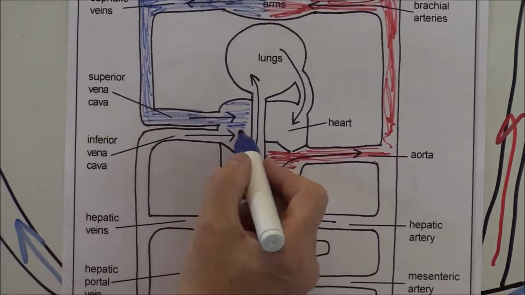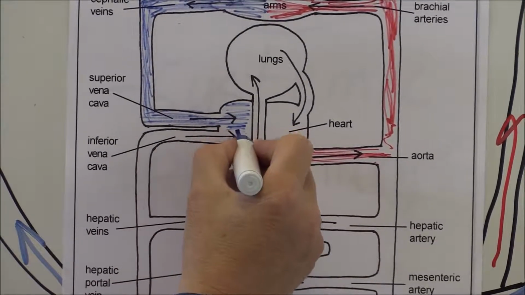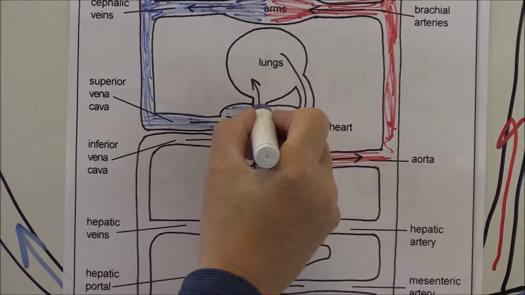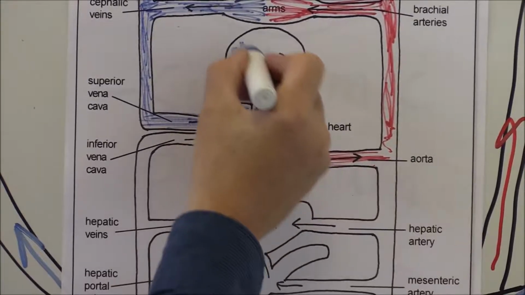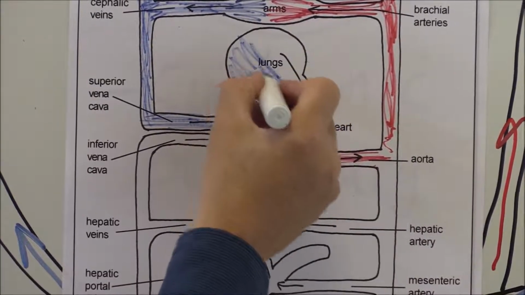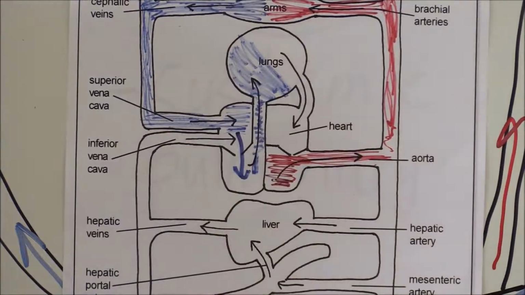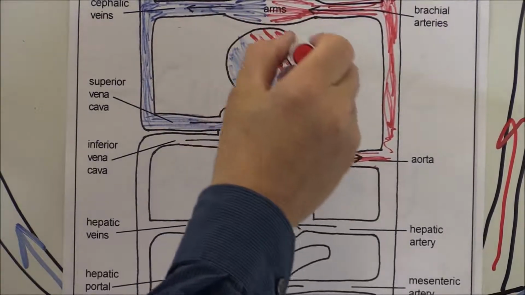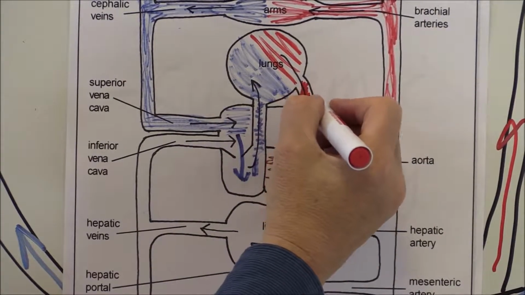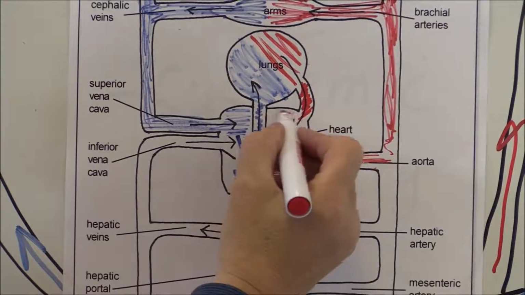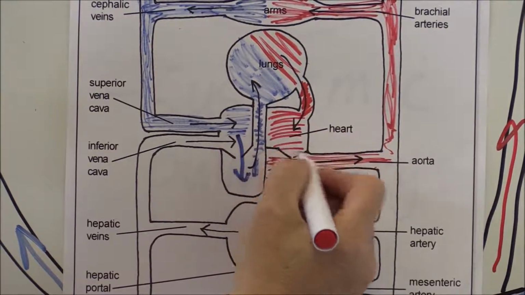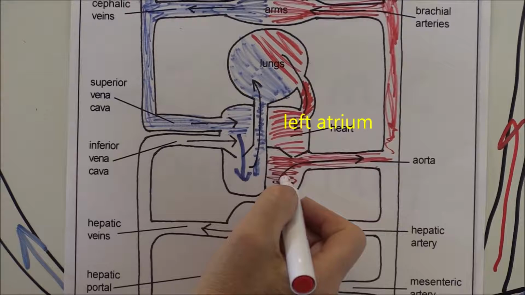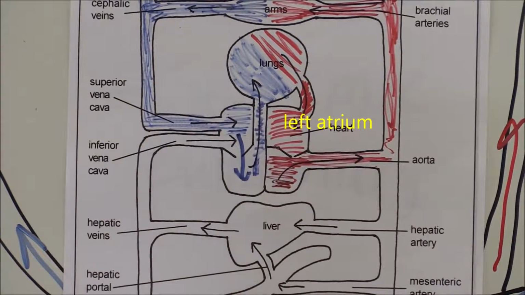Now from the right atrium, the blood's going to go through to the right ventricle and from there to the lungs. And as the blood arrives in the lungs, it's going to be dark red, deoxygenated. But then as it goes through the lungs, it's going to become oxygenated and bright red again, draining back via the pulmonary veins to the left atrium, ready to go to the left ventricle to be pumped out again into the systemic circulation.